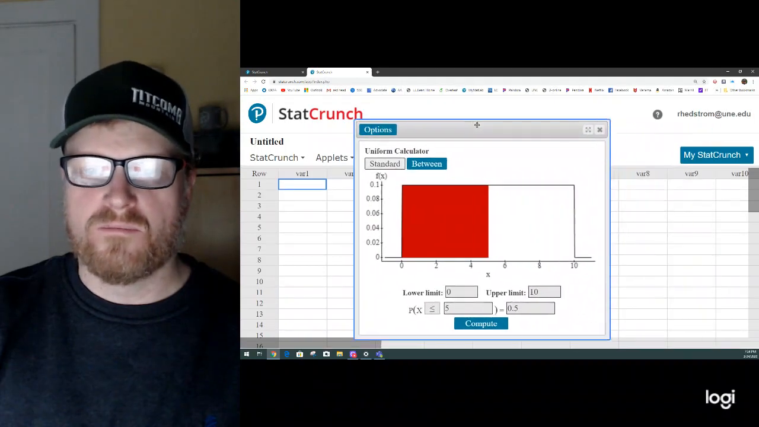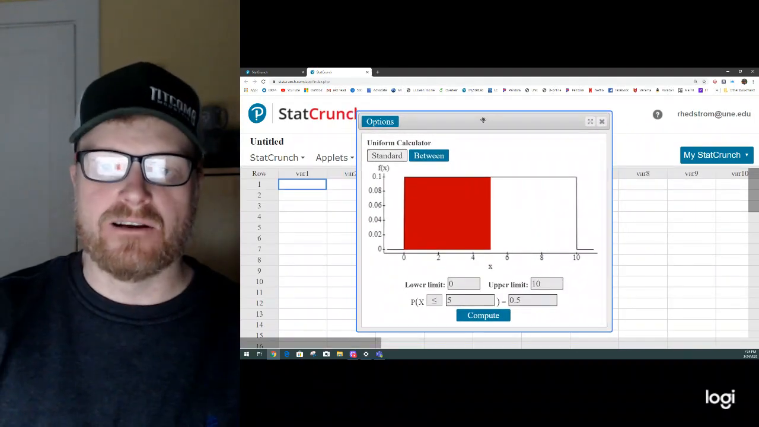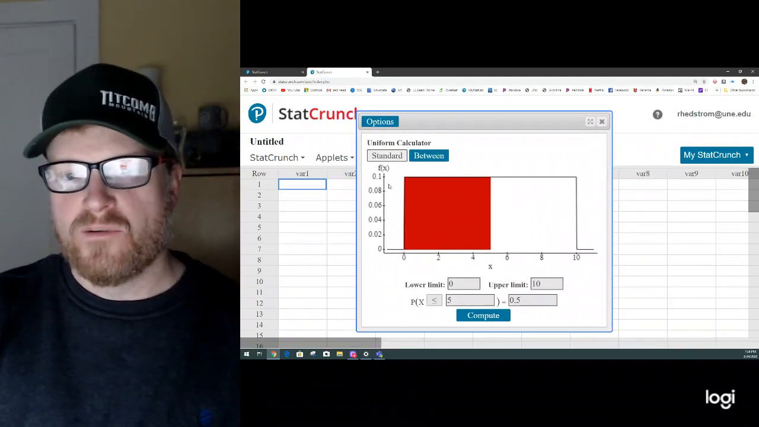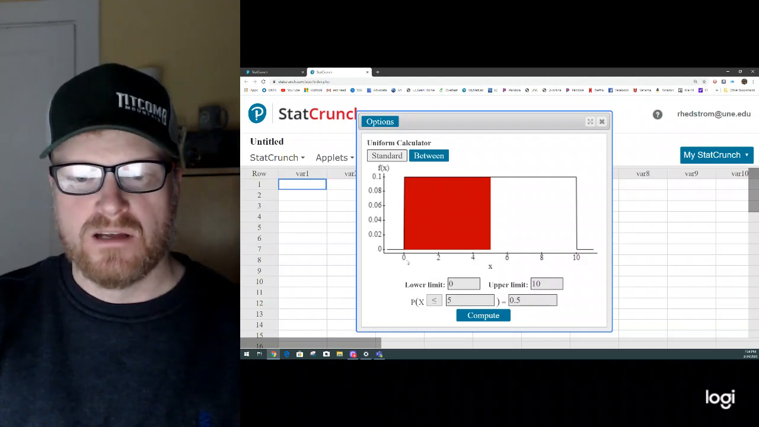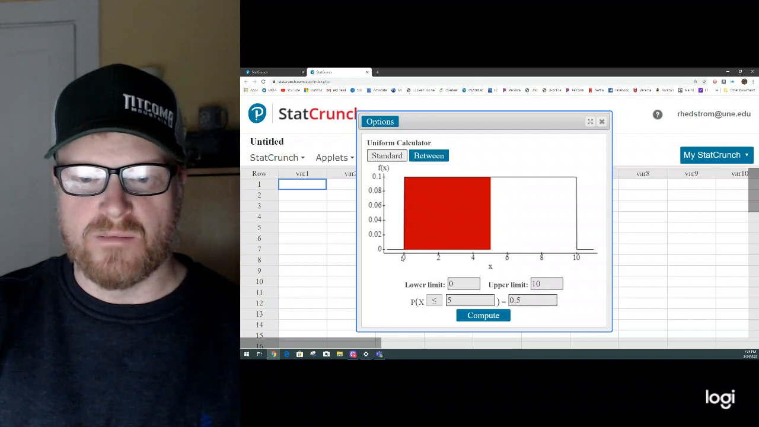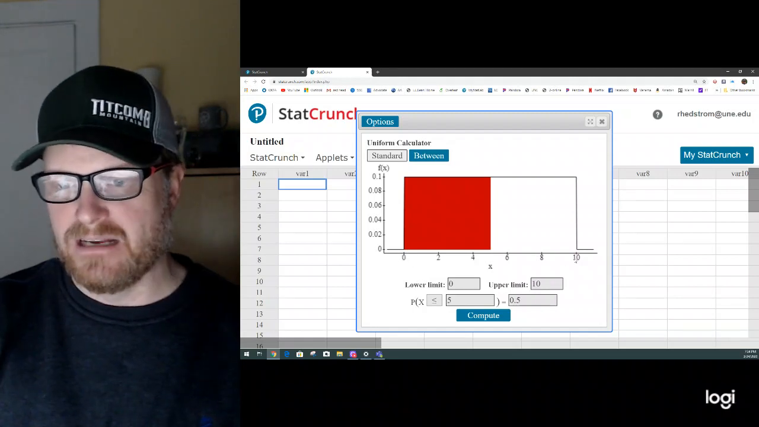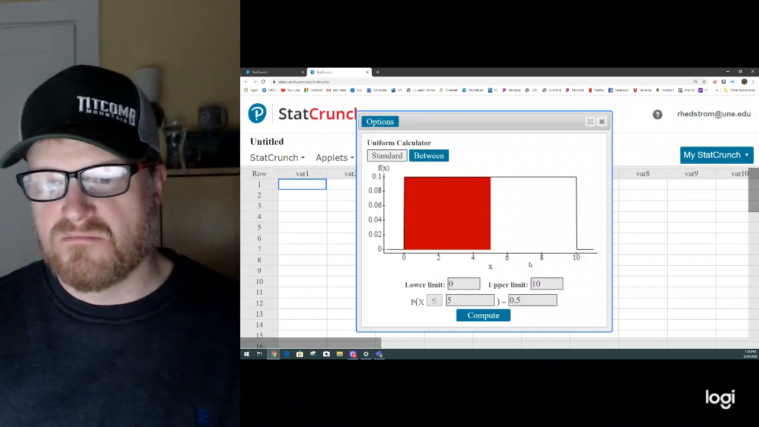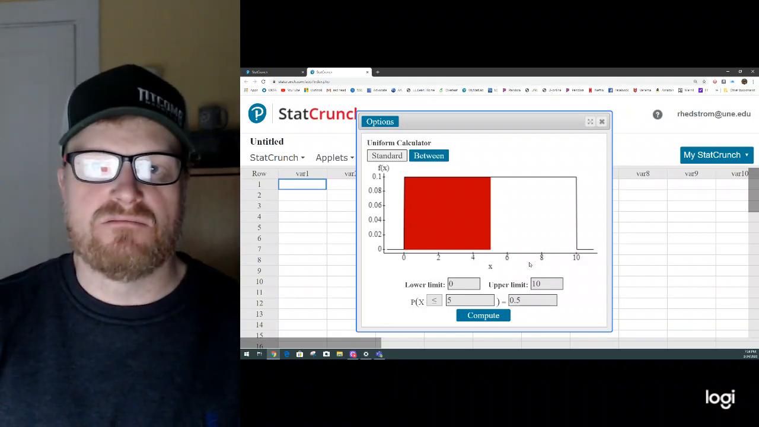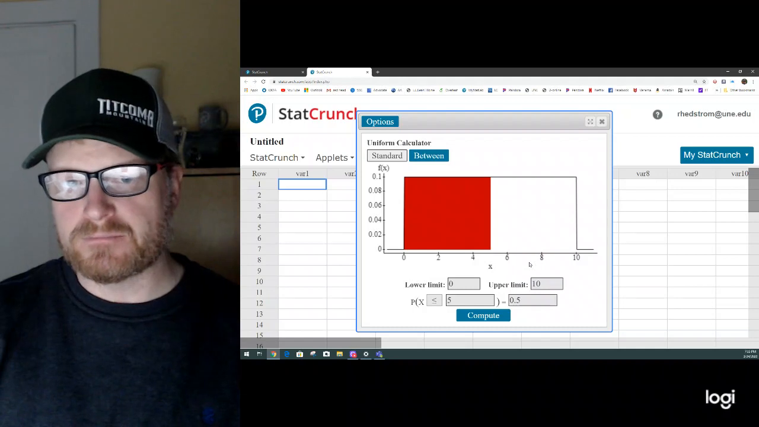The uniform probability distribution looks like a rectangle. All of the probabilities are the same for any level of outcome. Here we have our random variable from 0 to 10, and those are just numbers that you can pick. This could represent number of hours it takes to do something, for example.